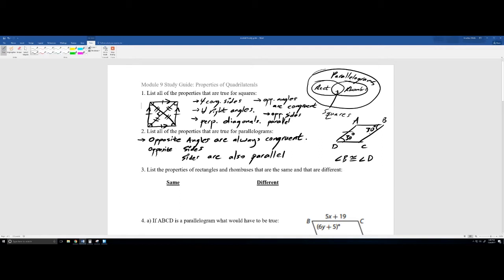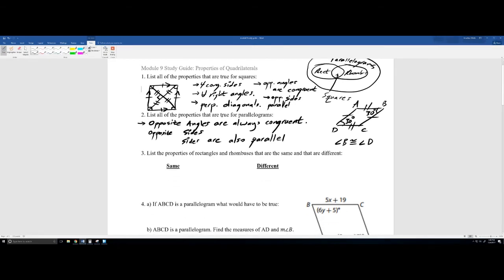So this side would have to be congruent to this side. This side has to be congruent to this side. Now remember, squares and rhombuses are the only parallelograms where all their sides are congruent to one another. That's something special about them. Remember, a rhombus is really just a square that somebody sat on.